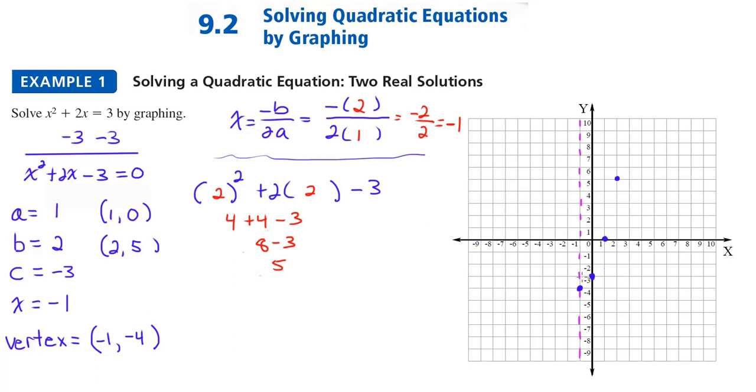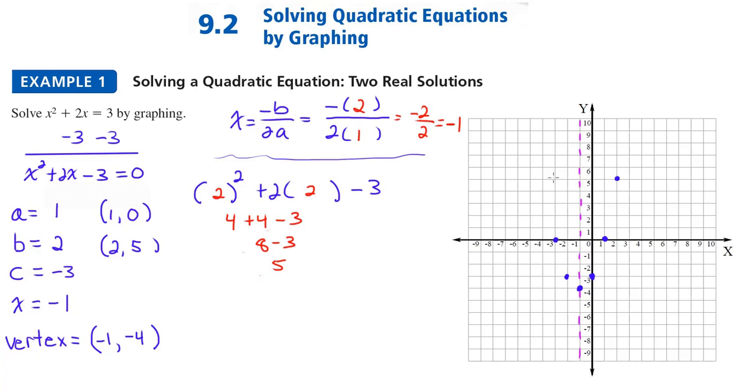So this point here is 1 step to the right. So its partner on the other side will be 1 step to the left of the axis of symmetry. This point here is 2 steps to the right of the axis of symmetry. So its partner will be 2 steps to the left. And this point is 3 steps to the right of the axis of symmetry.